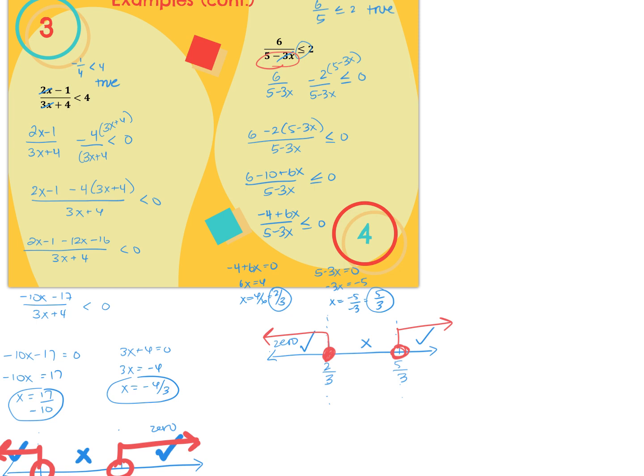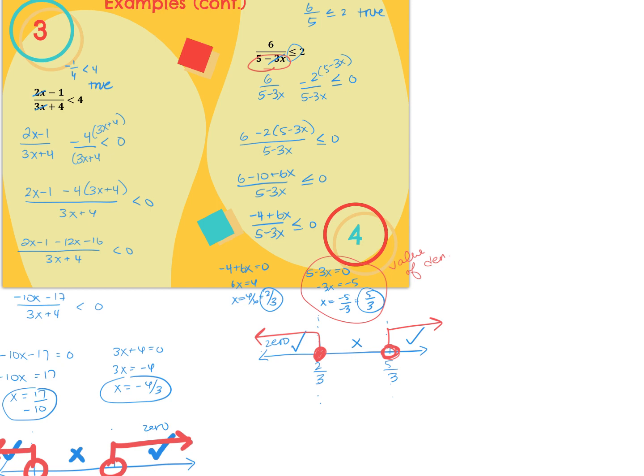So in this case, if I bubbled in the 5/3, if I made it solid, that value would make my denominator 0, and I can't have it. And so I have to open this circle. So you always have to look at the denominator, or the value of the denominator. That's the one that matters. The numerator is always going to be solid or whatever. That's not going to be affected.